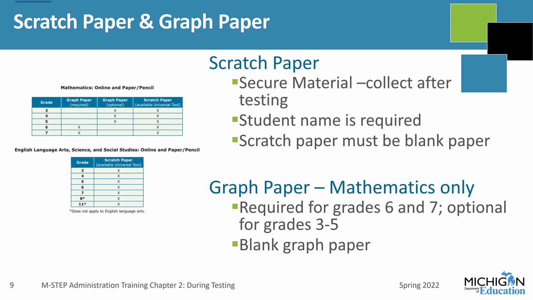Graph paper is allowed for grades 6 and 7. It must be blank graph paper. M-STEP graph paper is delivered to schools with the initial materials according to pre-ID counts, and it is also available on the M-STEP webpage. The M-STEP scratch paper policy is in the appendices in the test administrator's directions and manuals, the test administration manual, and it is posted on the M-STEP webpage.